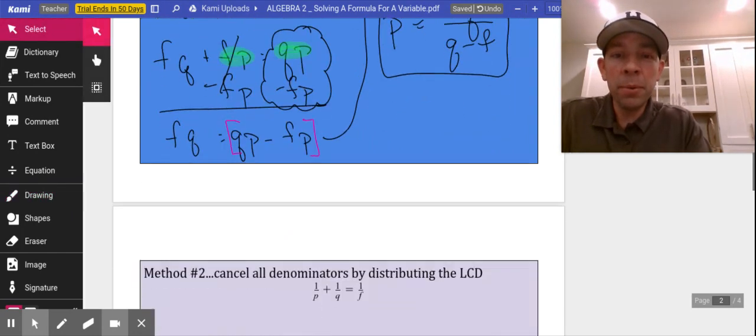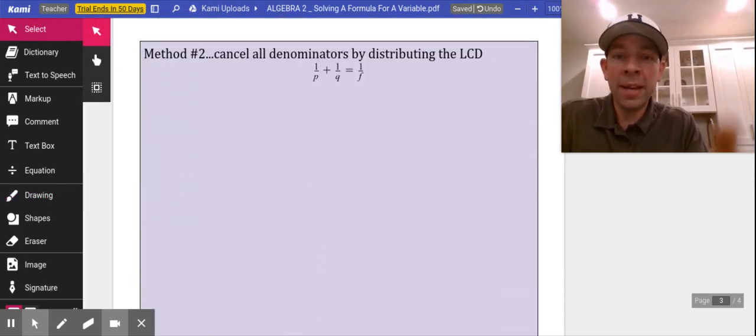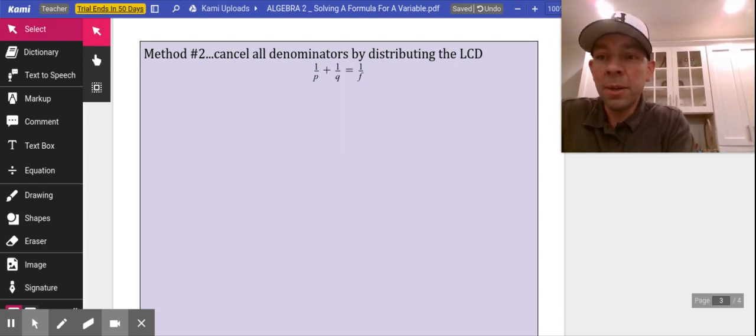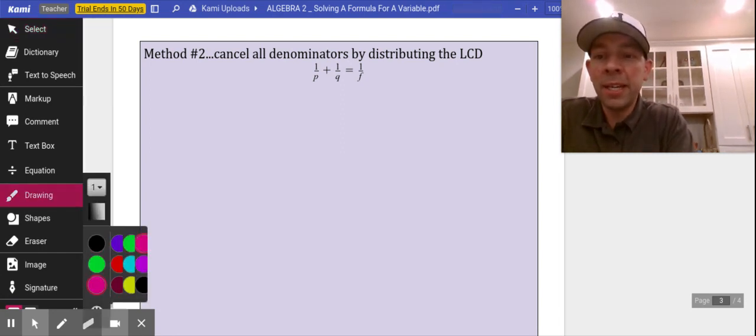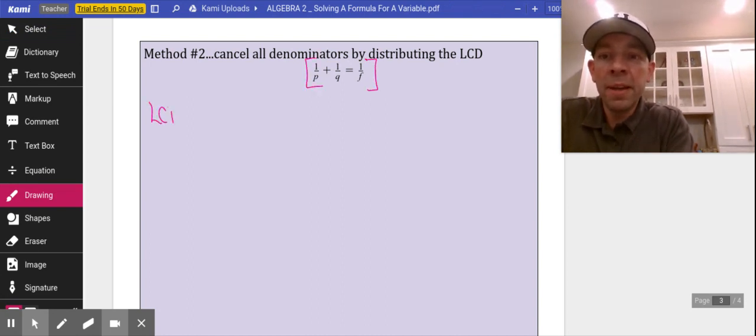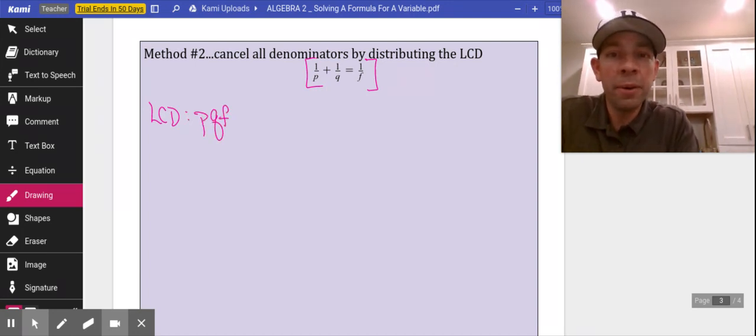Now, before we jump ahead here, I would actually want to redo that same problem, but I want to show you another method that I personally prefer over the one that I just showed you, okay? And what I'm going to do is try to identify the LCD for all three terms, not just the first two, but all three, okay? Now, the LCD for all three of them is going to be PQF, the product of P, Q, and F.